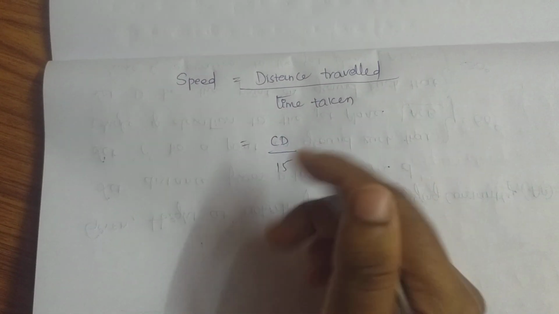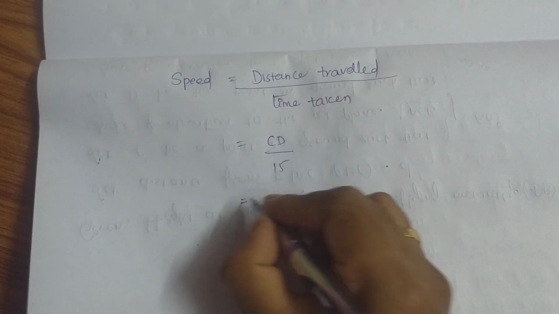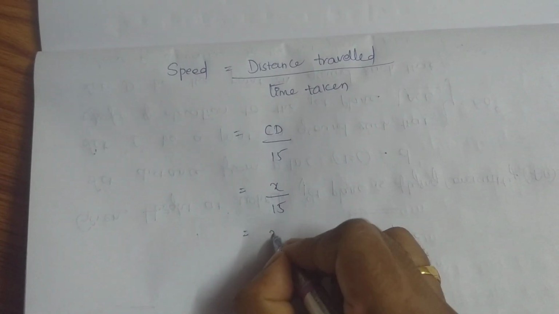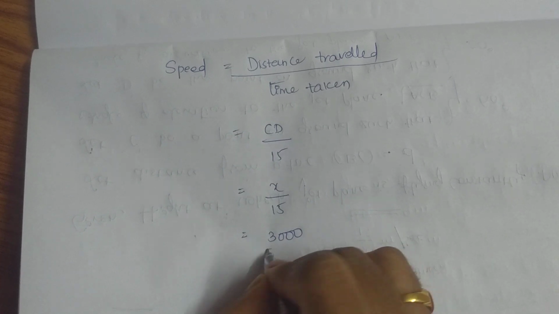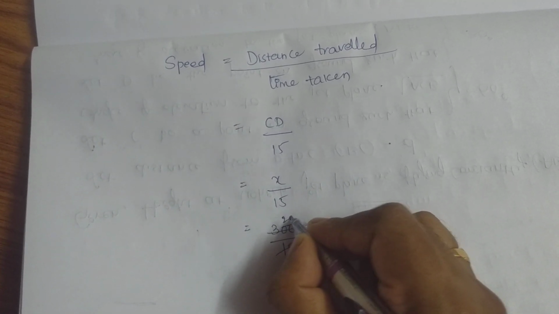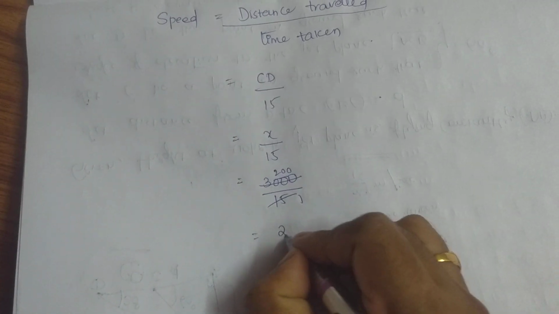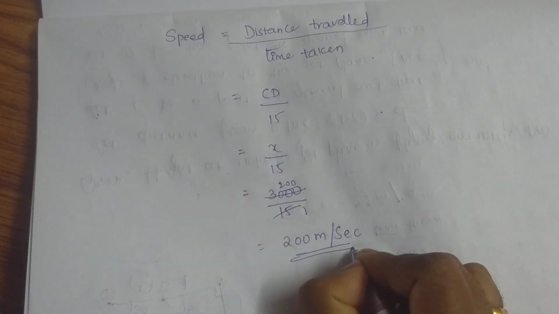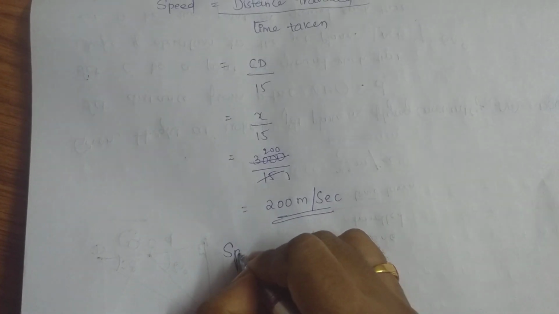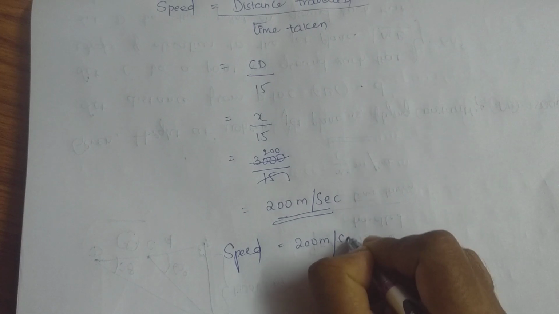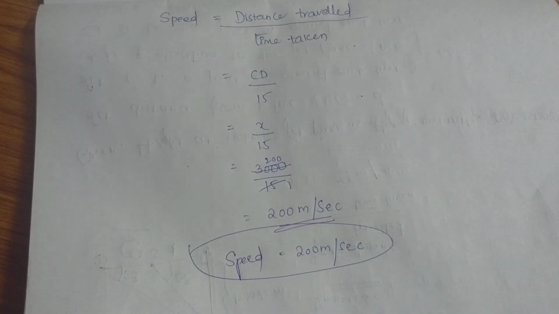That is equal to CD by 15. So CD value we have assumed as x, so x by 15. That equals the x value you got now, 3000 meters, by 15. 15 ones are 15, 15 twos are 30, so 00. It becomes what? Speed is nothing but 200 meters per second. So this is the solution for speed. Clear? So this is the solution.